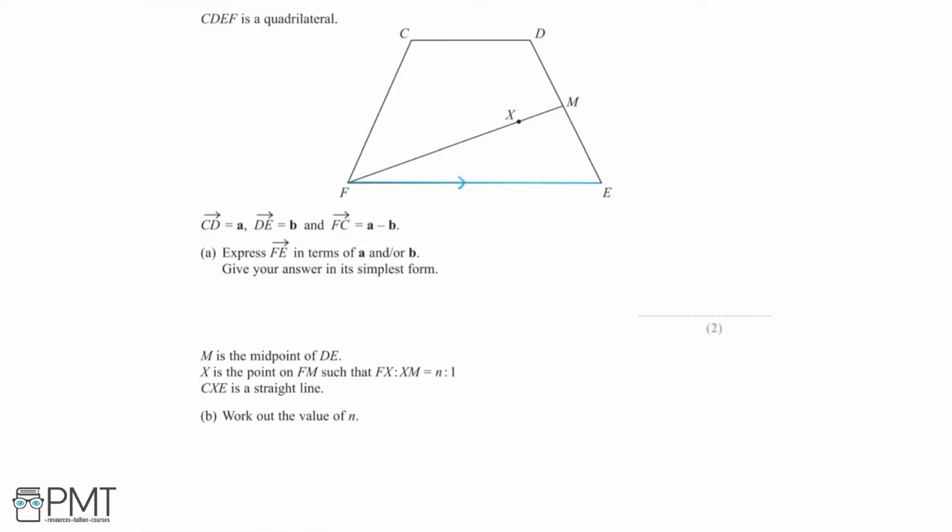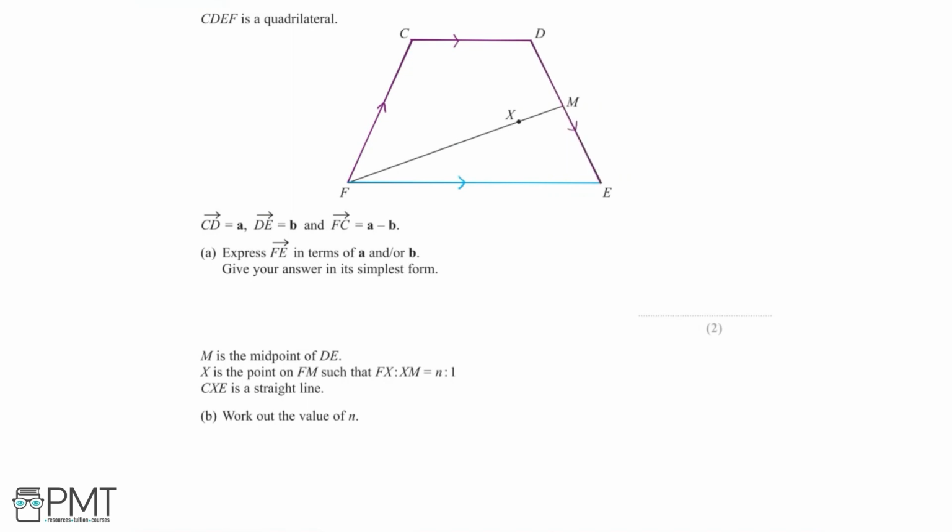Now the blue line shows how we can get from F to E, but just using that blue line, we can't express the vector FE in terms of a or b. So let's see if we can figure out an alternative route to get from F to E. Well, to get from F to E, we can start by going from F to C. Then we can go from C to D. And finally, we can go from D to E.